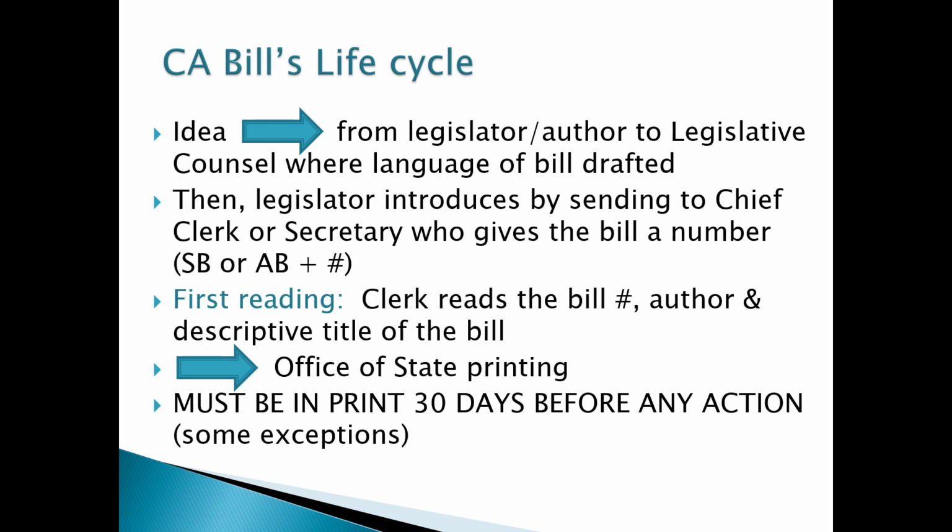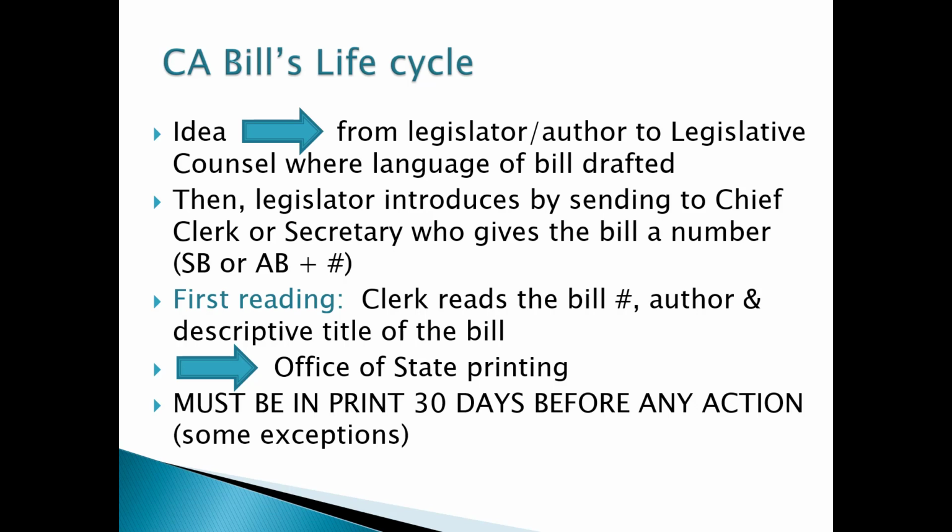All right, so let's look at the California bill's life cycle. And as you'll see, there are many similarities to the federal bill, but there are some differences. So as I mentioned, there's the idea, and then it goes to a legislator and it's authored. There's a council where the language of the bill is drafted. And then that legislator introduces the bill by sending it to the chief clerk or secretary, who gives the bill a number. So it's either a Senate bill or an Assembly bill. So when you see SB or AB, you'll know what that means.